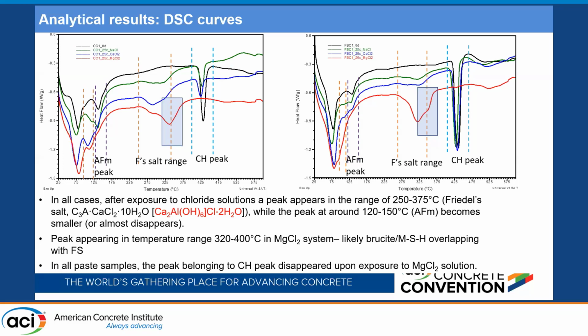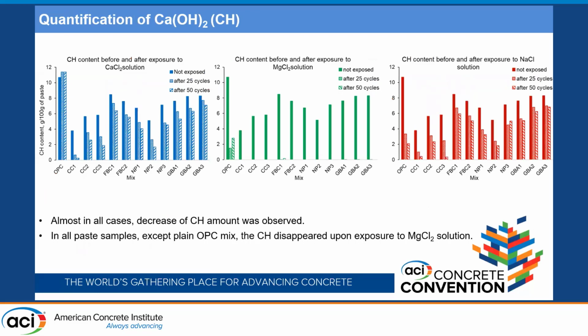Using these DSC curves, the area under the curve in the range of the peak belonging to the CH, the calcium hydroxide, and using the calibration curve for calcium hydroxide, we try to quantify the change of the calcium hydroxide. You can see that in almost all cases there is a reduction of calcium hydroxide. In the case of magnesium chloride, it is a drastic decrease compared to the reference sample, and in all samples it almost disappeared.